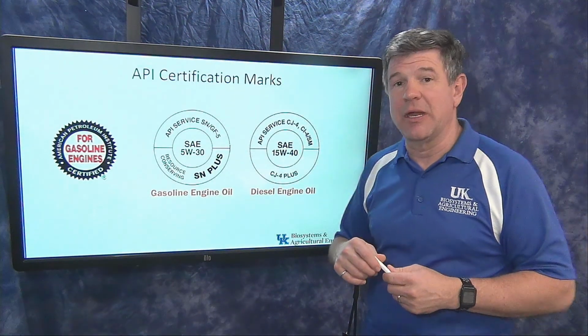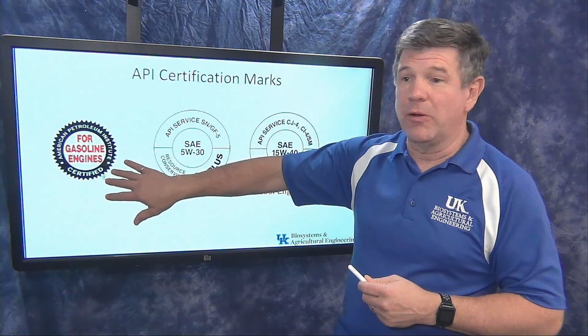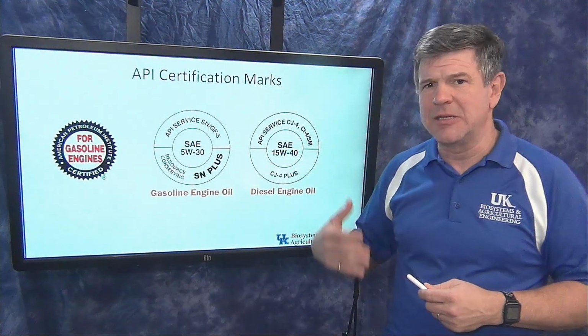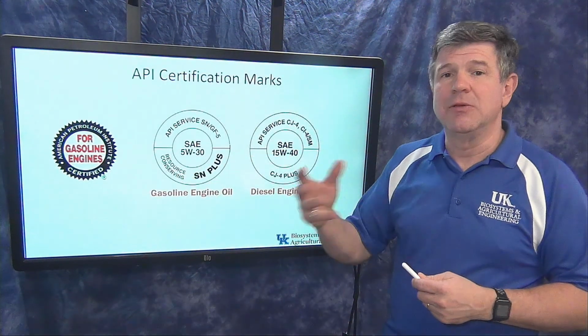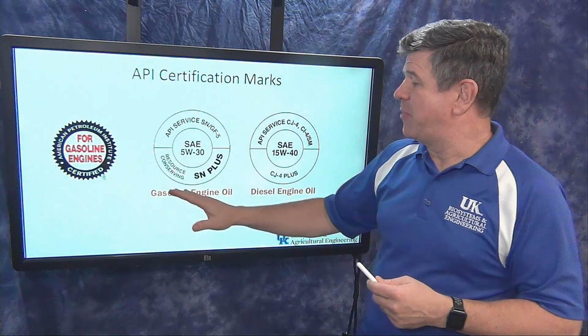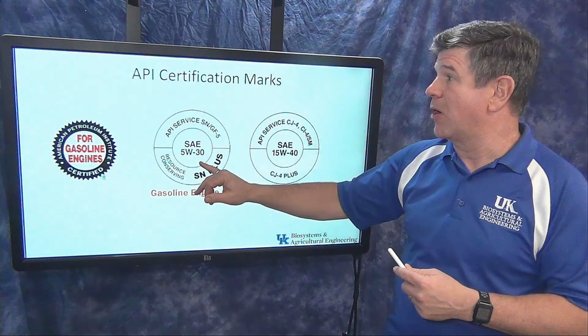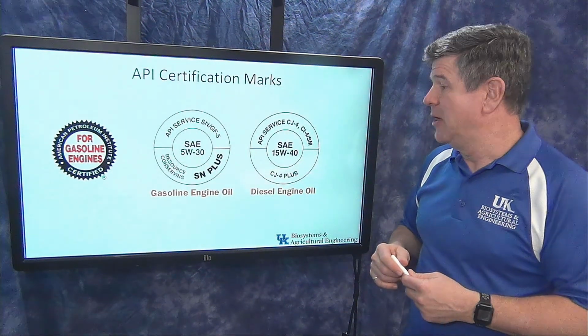Let's blow them up so we can actually see them here. Again, sometimes you'll see this symbol on an oil that says this one's for gasoline engines, so you probably should not be using that in compression ignition engines. But these are some examples of what that API certification mark is going to look like.